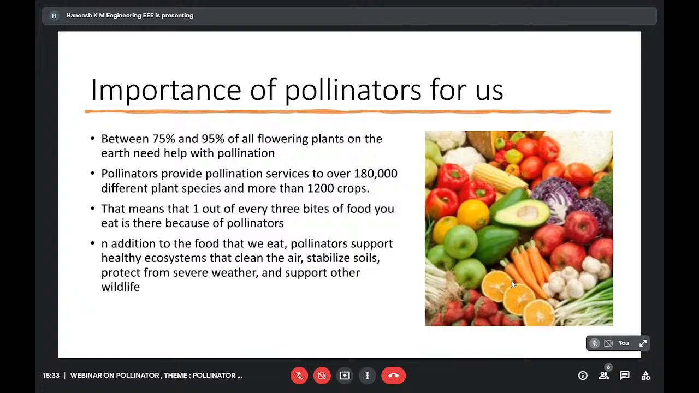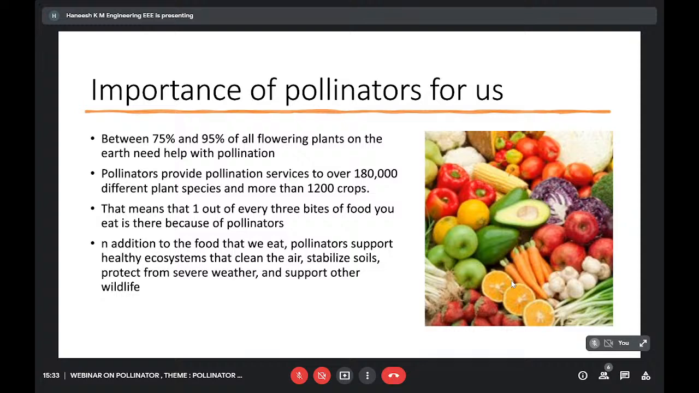Out of that, most of our economically significant food crops, whether vegetables, grains, or any other cash crop, require some pollinators in nature, whether insects, birds, bats, or other animals. That means one out of every three food items you get needs some pollinators. Without pollinators, our food production on the globe will be very minimal.